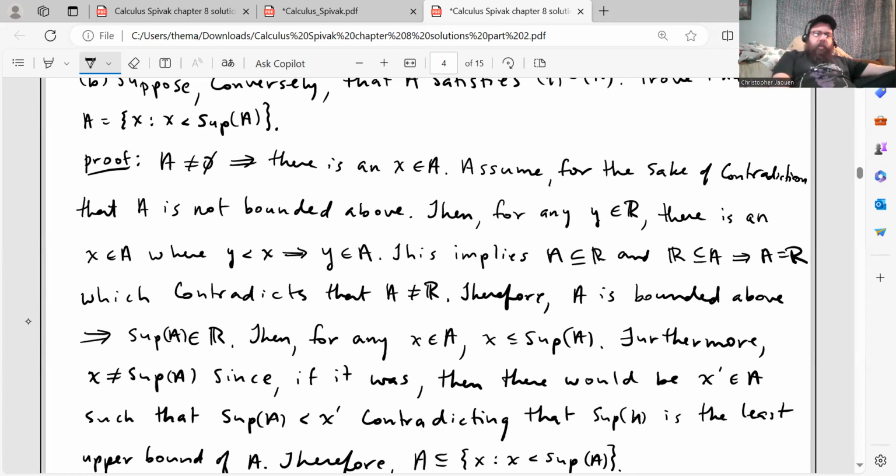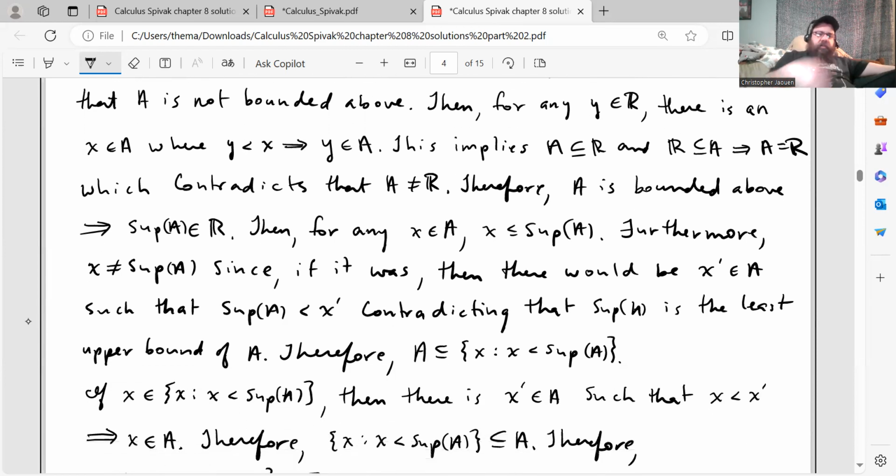Okay, and that means that sup A exists. So sup A is a real number. Then for any x in A, x is less than or equal to sup A just by the definition of least upper bound. Furthermore, x is not equal to sup A, since if it was, then there would be an x prime in A such that sup A is less than x prime, contradicting that sup A is the least upper bound of A. Therefore, A has to be a subset of the set of all x such that x is less than supremum A.